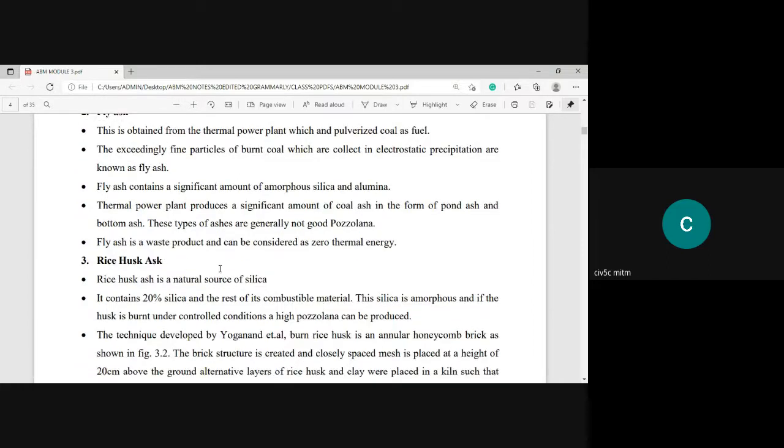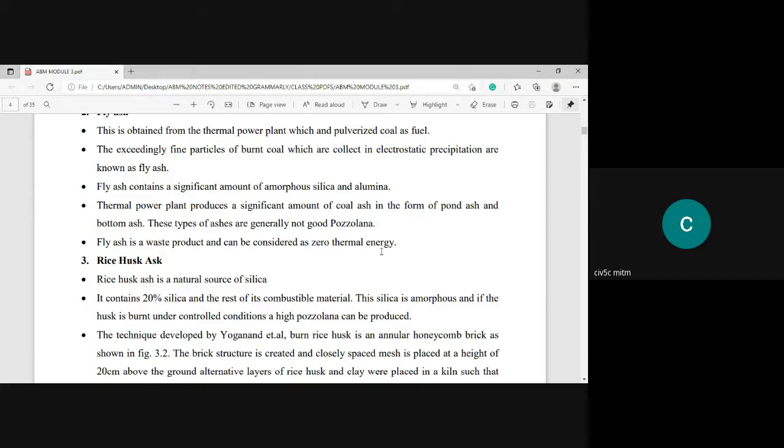And fly ash is a waste product, which can be considered as zero thermal energy, because you are not inducing any energy. You are not burning coal to produce fly ash. Please note this point. You are burning coal to produce power, in order to generate power. While generating power, after burning coal, the waste residue left out is called fly ash. Did you get my point?